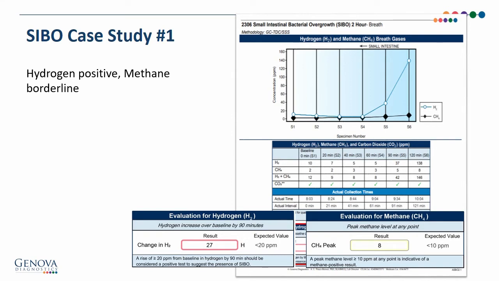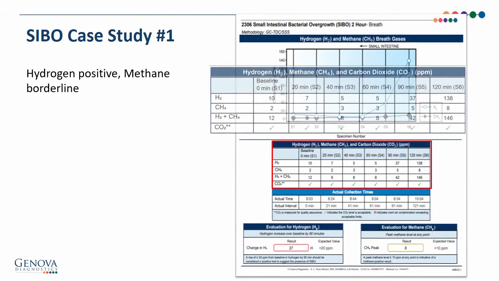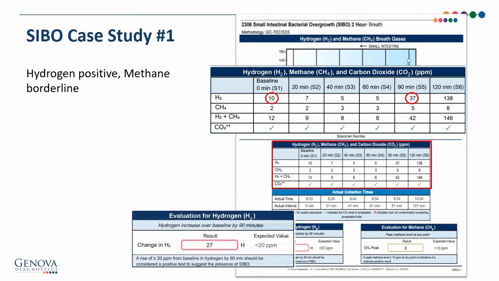The calculation for evaluation for hydrogen is made by taking the highest hydrogen finding among S2 to S5 and subtracting the baseline. So in her case, if you look at the chart in the middle of the page and look at the hydrogen row, you can see that the S5 sample was the highest at 37 parts per million. And if you subtract the baseline of 10, you get 27.